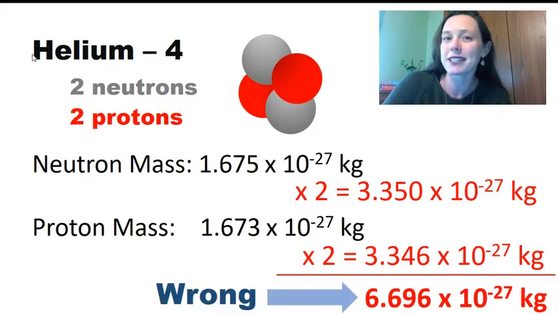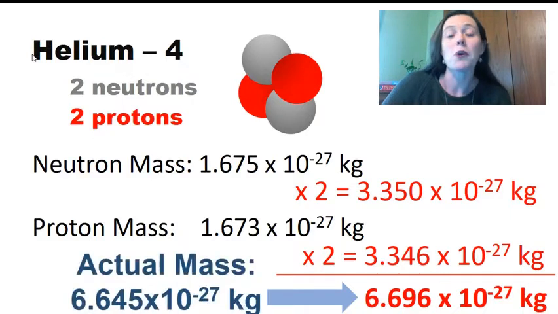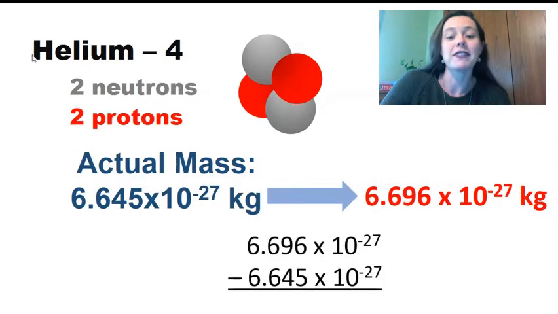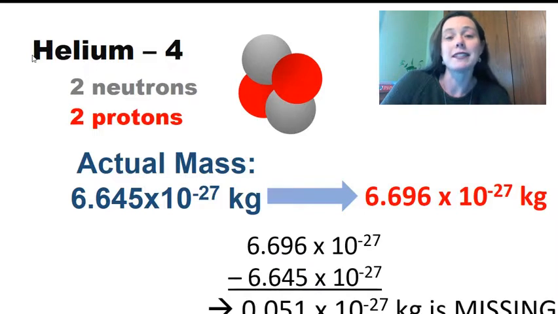But it turns out that's not right. If we actually measure helium-4, we find that it only has a mass of 6.45 times 10 to the negative 27th kilograms, less than what we calculated. We can compare these two and find that the amount of missing mass is 0.051 times 10 to the negative 27th kilograms. This might not seem like a huge amount, but this is a big deal for physics.